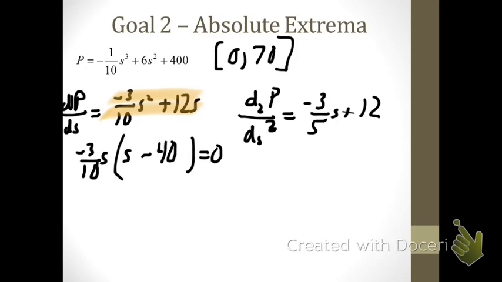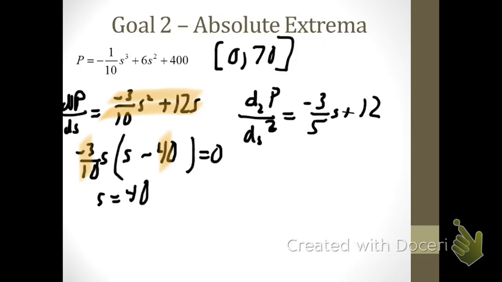Now I'm going to double check with multiplication here just to make sure that that makes sense to you. If you multiply negative 3/10 with negative 40, it's going to give you a positive 120 over 10, and positive 120 over 10 is 12. So I've done that accurately. Now, that means that I get a critical value at S equals 40.